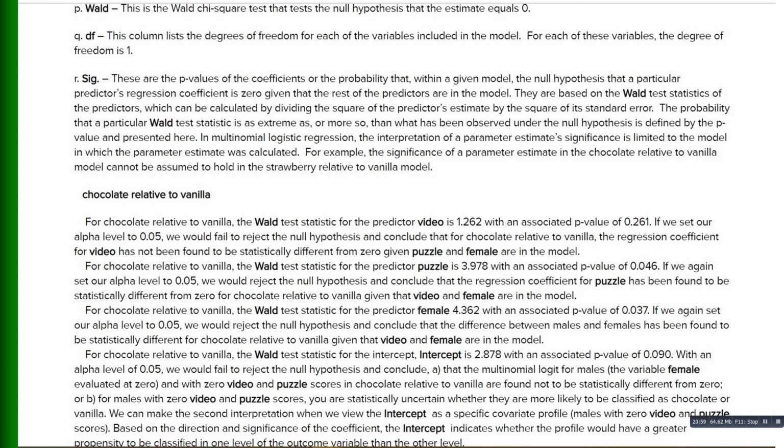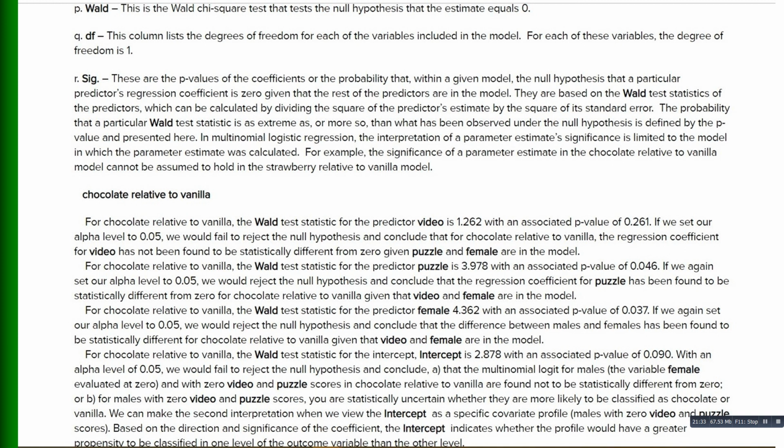Similarly, for chocolate relative to vanilla, the Wald test statistic for predictor female is 4.362 with an associated p-value of 0.037. This p-value is also significant, and if we set our alpha level to 0.05, in this case we would reject the null hypothesis and conclude that the difference between male and female has been found to be statistically significant for chocolate relative to vanilla, given that video and puzzle are in the model.